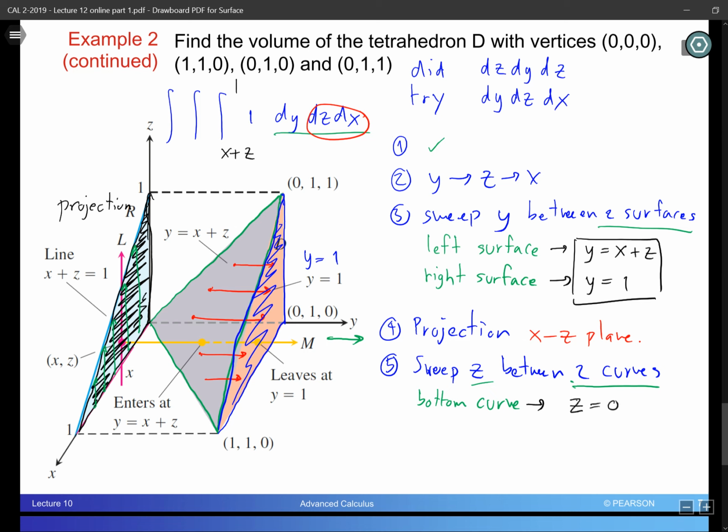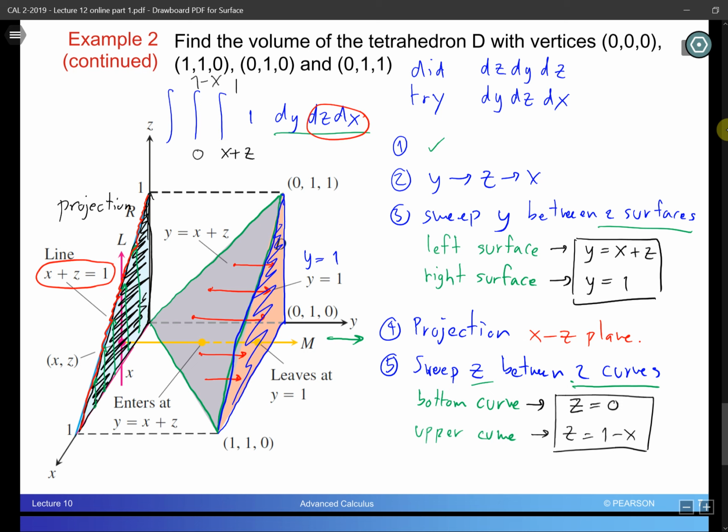And now the top curve, the upper curve, is this curve right here. This curve is explained by the equation x plus z equal to 1. If we express this in terms of z, it is z equal to 1 minus x. So we have these boundaries for z: z starts from 0 and ends at 1 minus x.